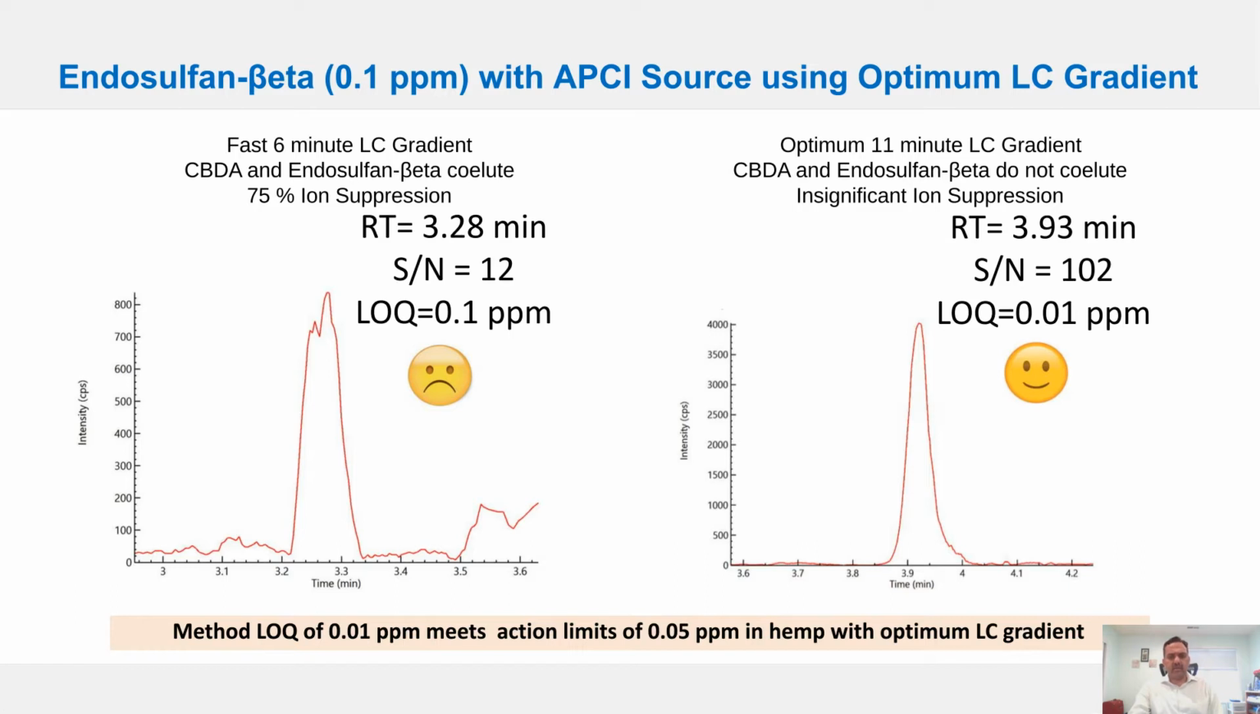with our LC method, now we were able to minimize our ion suppression effects. They were almost insignificant. We were able to improve detection limits by a factor of 10. Now our method LOQ is 0.01 ppm and can easily meet Colorado State action limits.